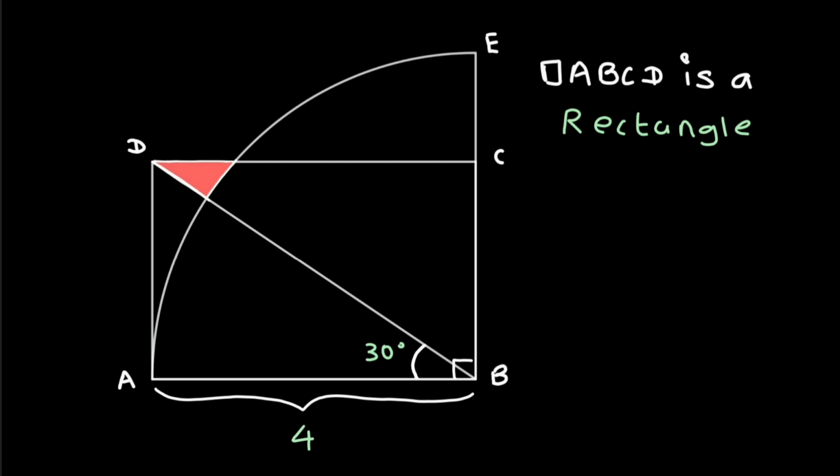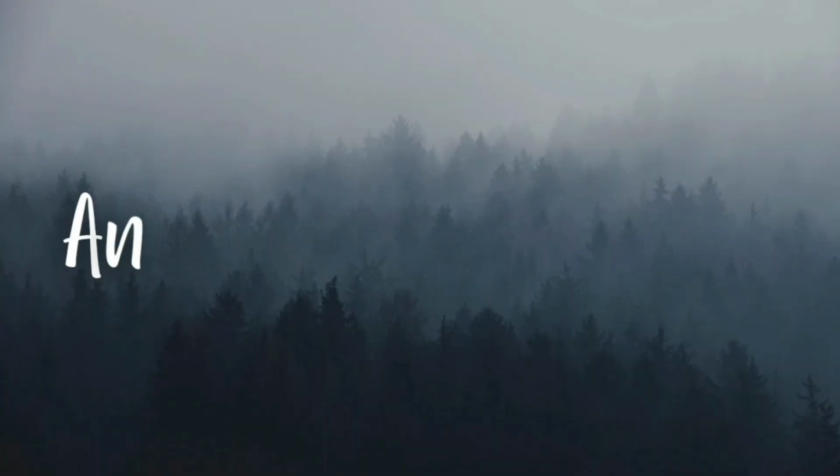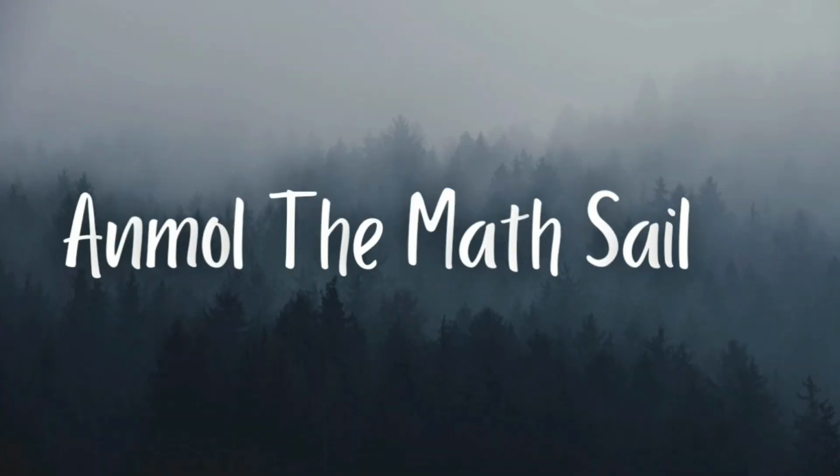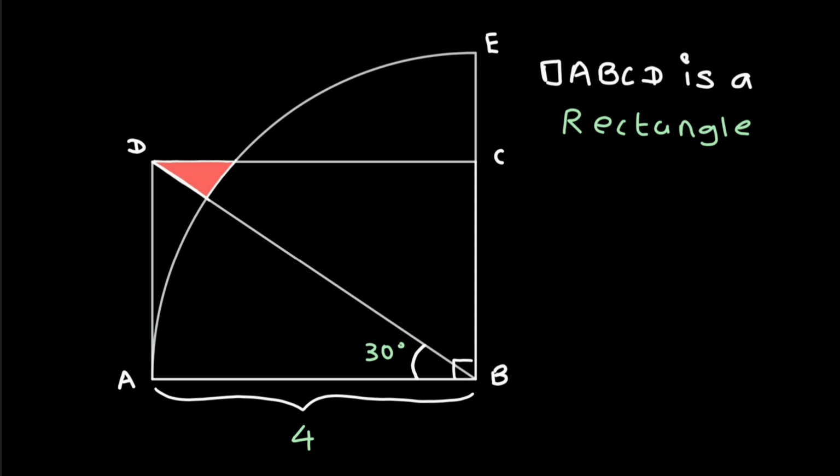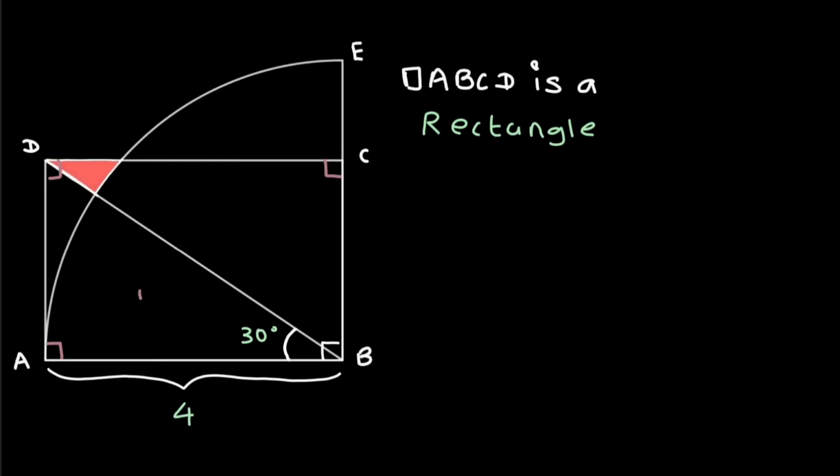How can we find the area of the red region? So first of all, as it has been given that the quadrilateral ABCD is a rectangle, all the corner angles would be 90 degrees. Okay, now take the triangle ABD. In the triangle ABD we can see that it's a right angle triangle because angle A is 90 degrees and one of the angles is given as 30 degrees.